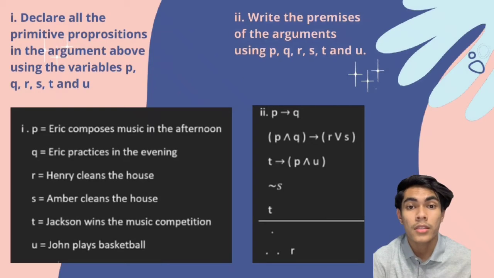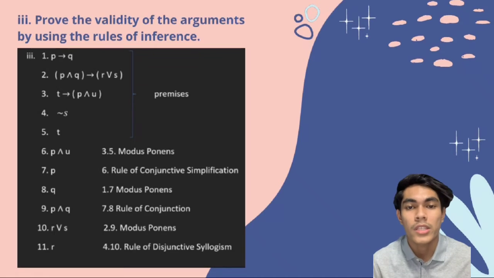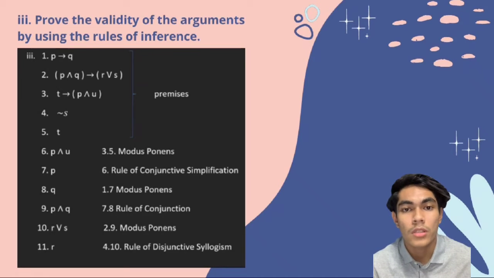and U. So we can answer P implies Q, P and Q implies R or S, T implies P and U, negation S, T and the conclusion is R. The third question is prove the validity of arguments using the rule of inference. Actually, this question can be proved by using the truth table or law of logic, but this question asks us to use the rule of inference.